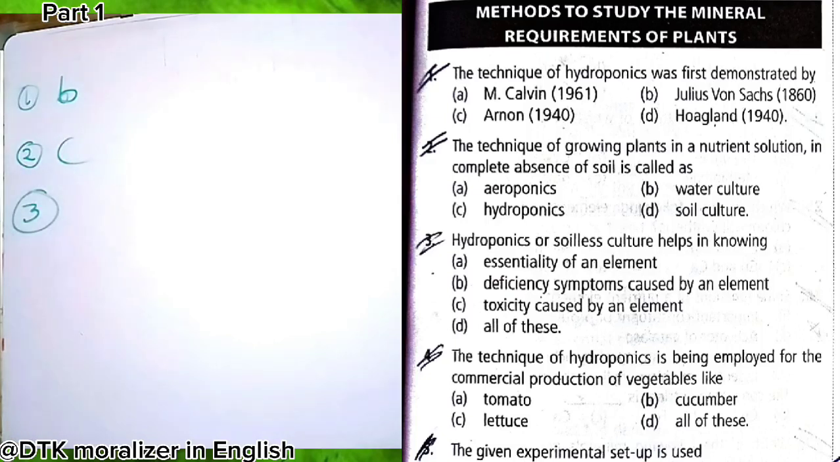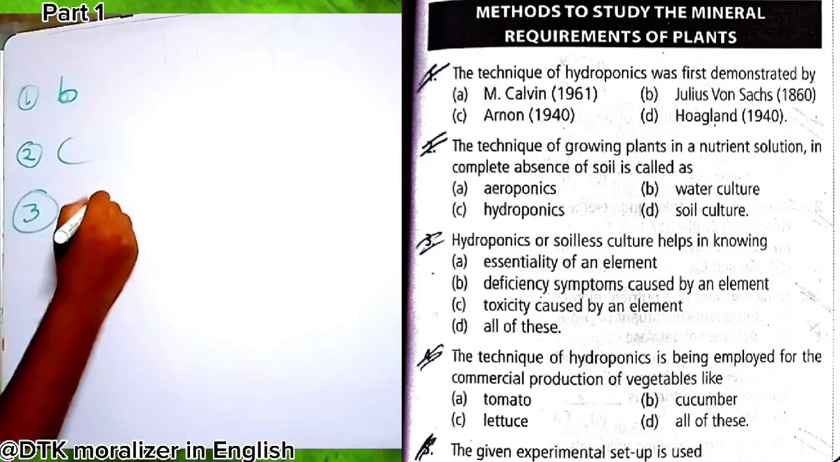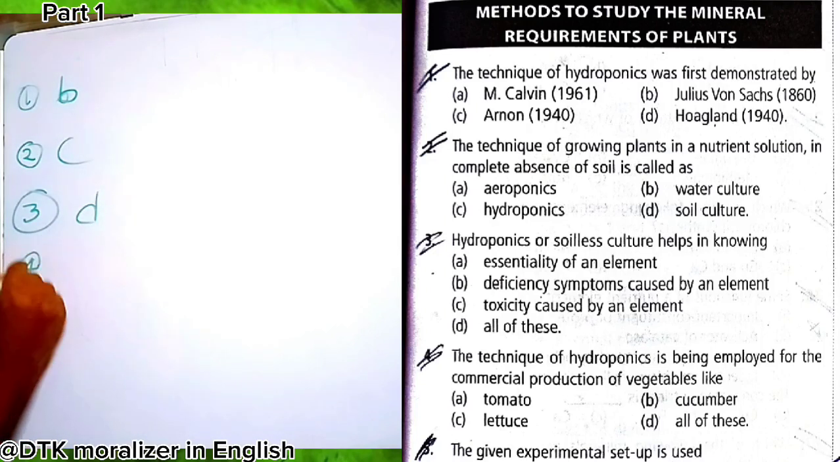Now, question number 3. Hydroponics or soilless culture helps in knowing essentiality of an element, deficiency symptoms caused by an element, toxicity caused by an element, all of these. For this question, all of the options are correct. So, option D.